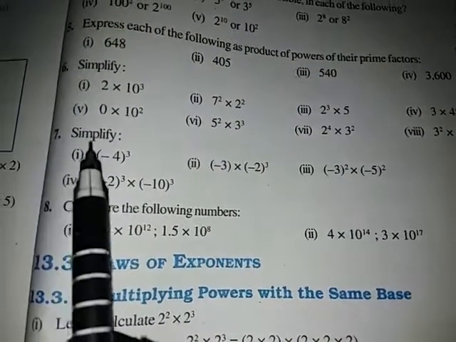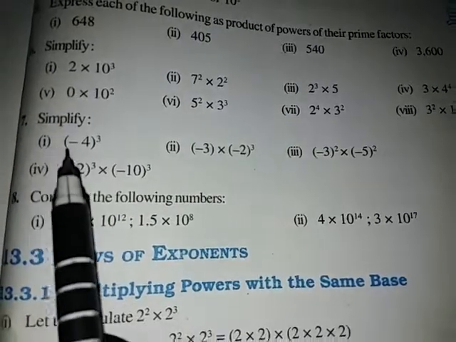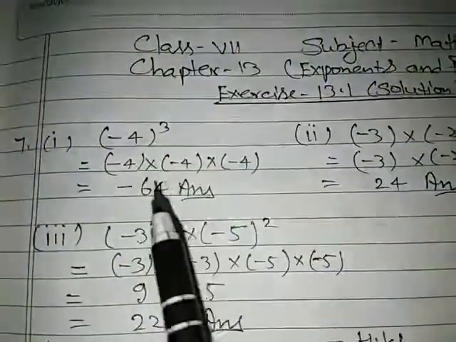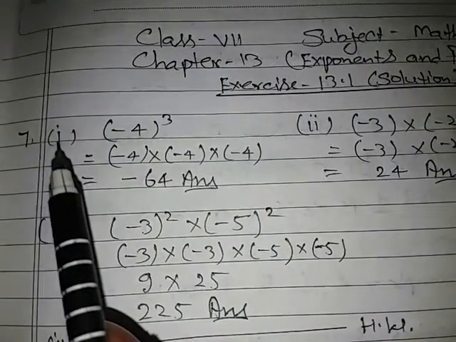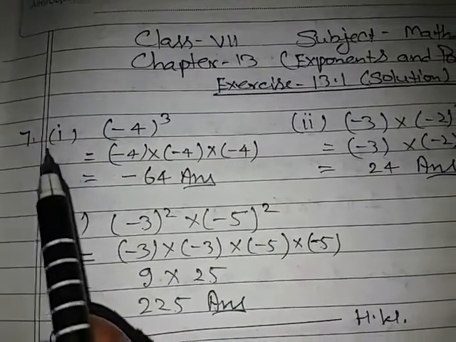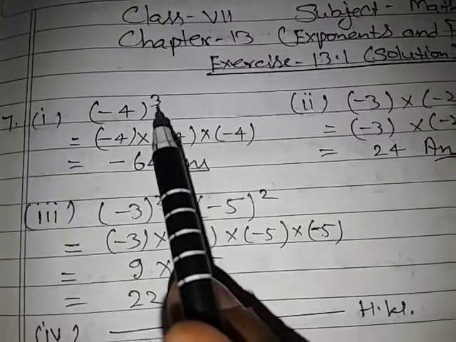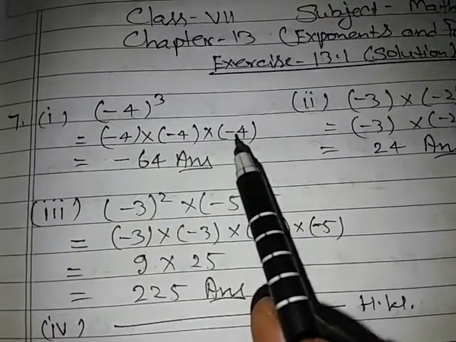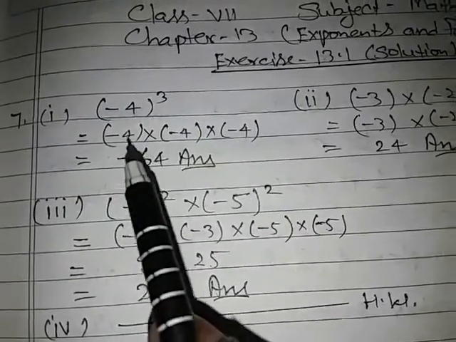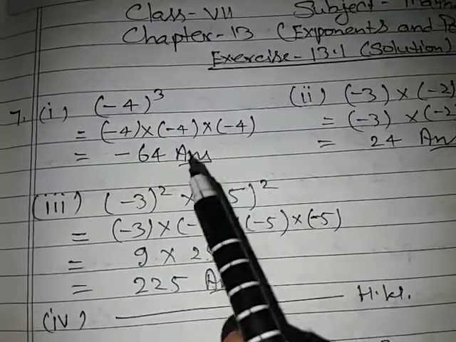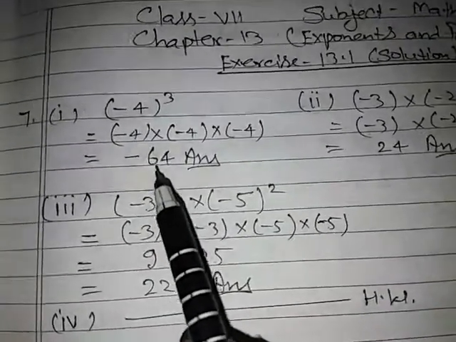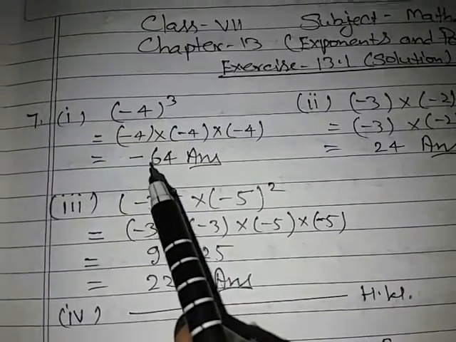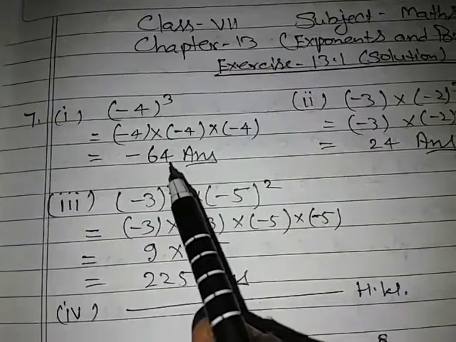Next question 7 says simplify. Part 1: minus 4 to the power 3. Now see the solution of part 1 of question number 7. Minus 4 to the power 3 is equal to minus 4 into minus 4 into minus 4, 3 times. 4 4s are 16, 16 4s are 64. Now minus minus plus, plus minus minus. So the answer is minus 64.